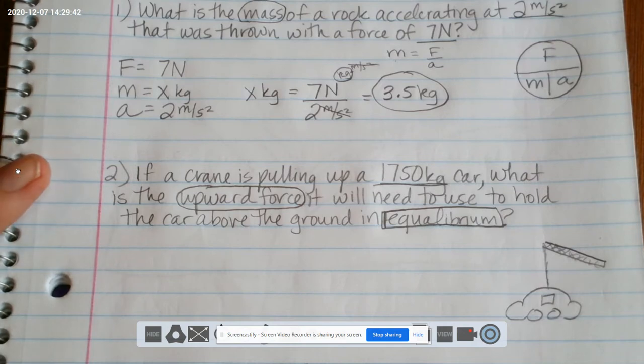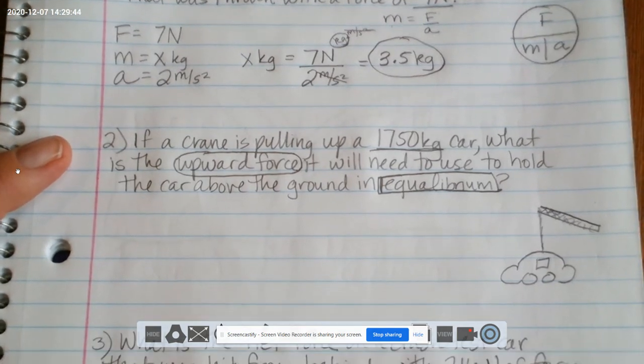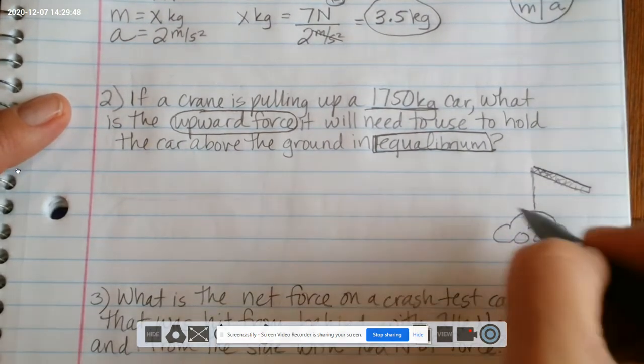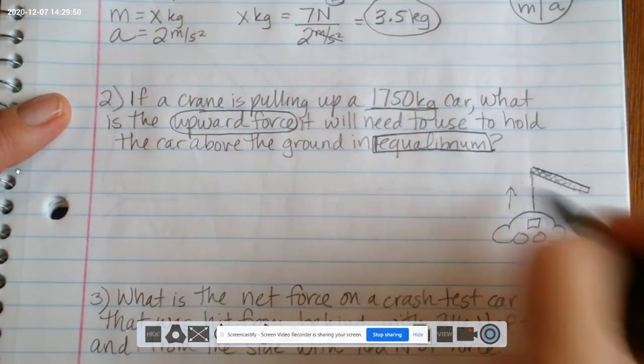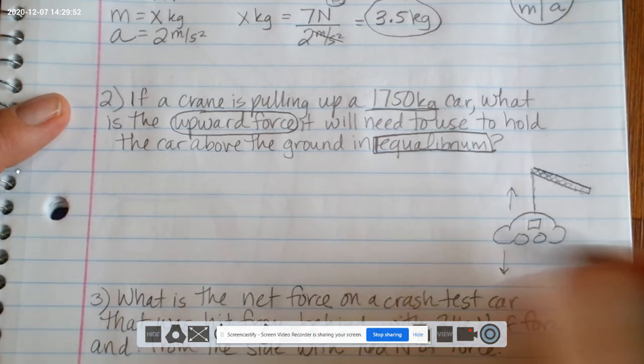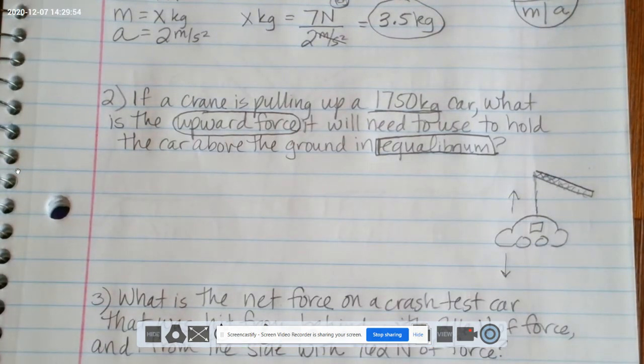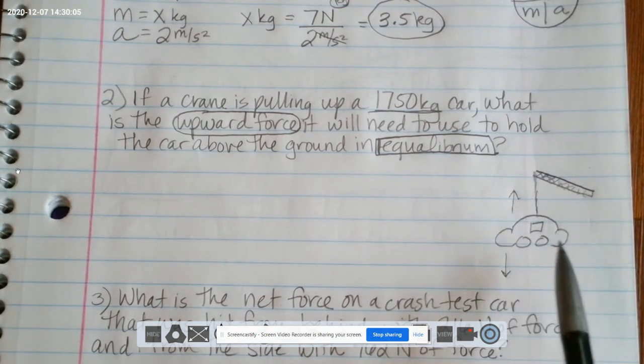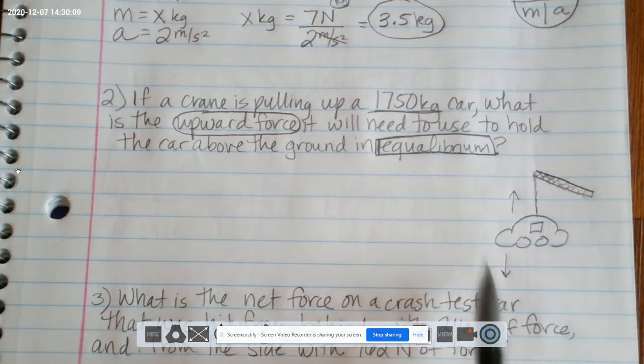So I'm only given one number, but in order to have the forces balanced, I have to have equal upward and downward forces and side to side, but it's not moving right now. The crane is just holding it. We want it to be still, not moving forward or backwards or up or down. It's just in equilibrium hanging from this crane here. So that means the upward and downward force need to be equal.